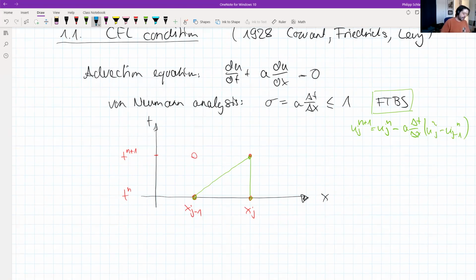Now this is for the numerical scheme. For the exact solution, if you think back to what it means to have a solution to an advection equation, we know that we have a characteristic that perhaps looks like this. Of course, it should be only one line. It's not nicely drawn. Something like this. That would be the characteristic, and that would correspond to dx over dt being a.